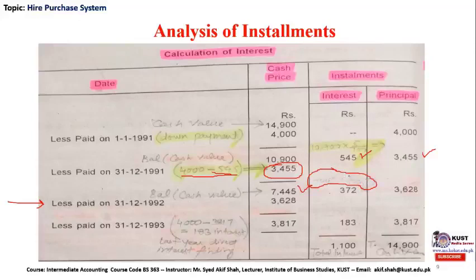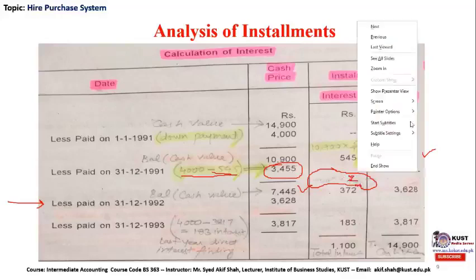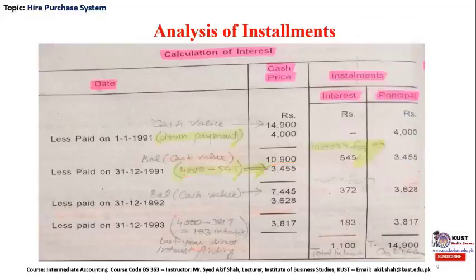7,445 multiplied by 5 divided by 100, and the interest will come up to 372 rupees. Now you are required to subtract this 372 from your annual installment, which is 4,000, and after subtracting this interest from 4,000, the principal payment over this purchase was 3,628. Let's discuss the last payment.